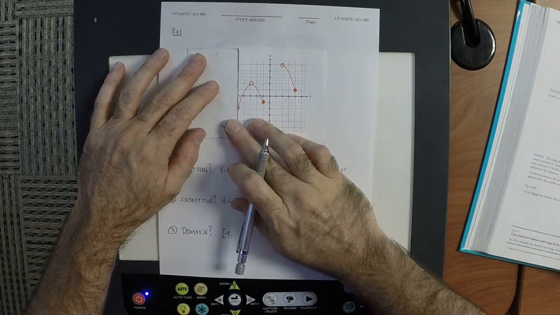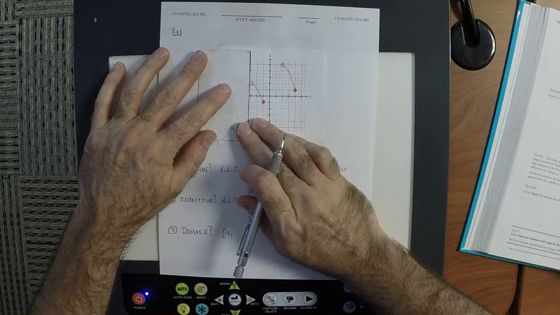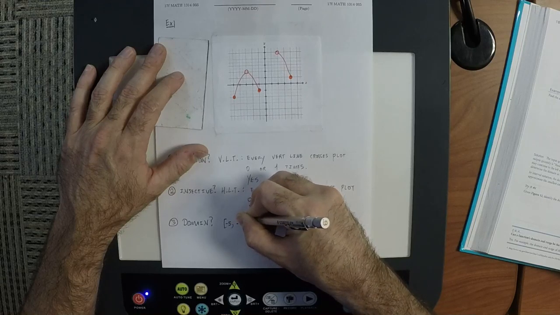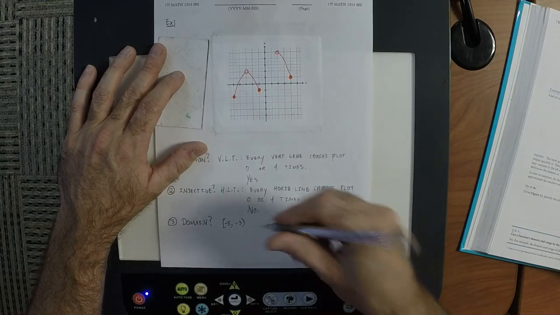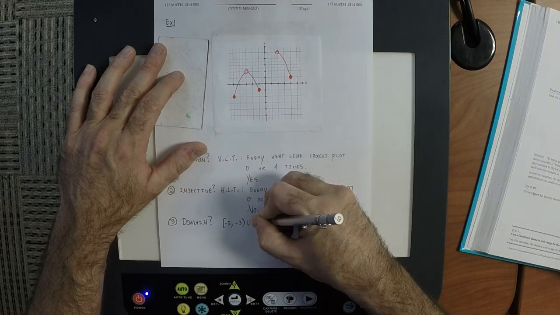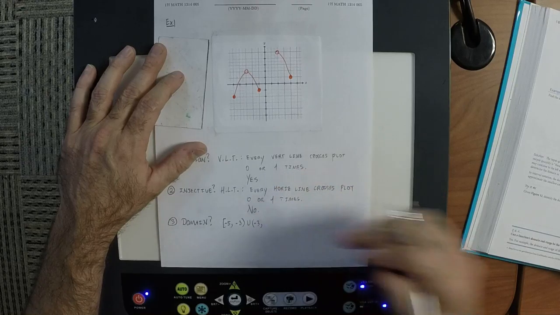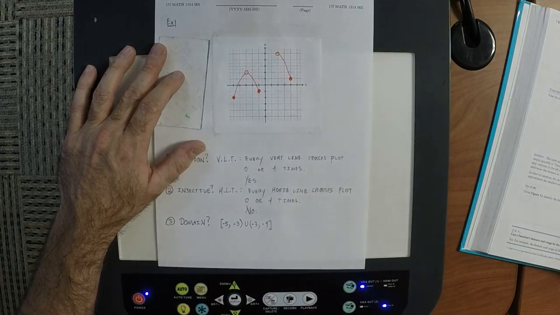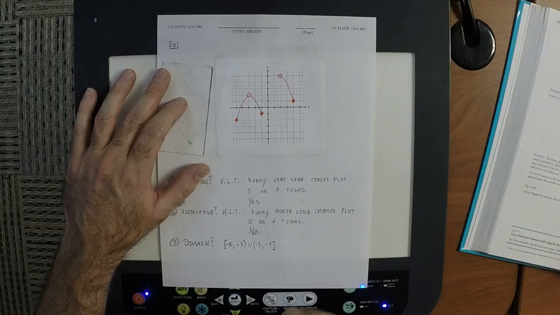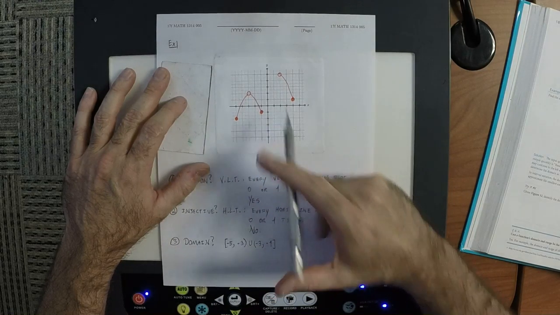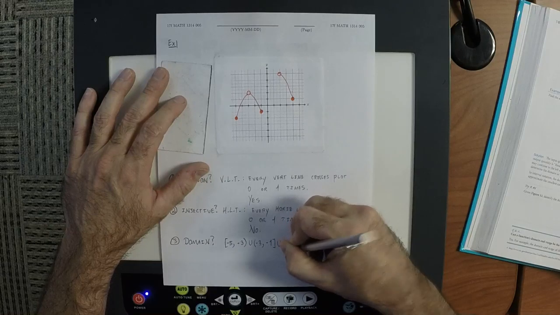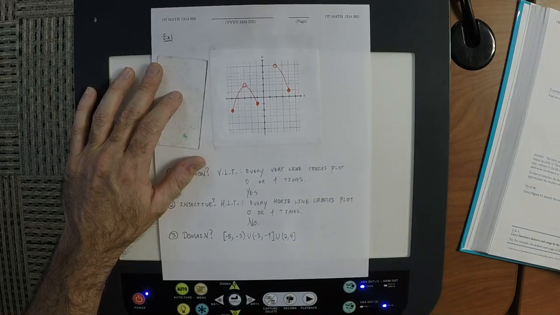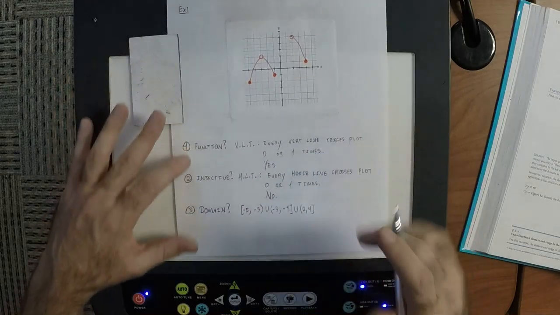And then we're hitting it, and then stop, right? We're not picking up that point, which is at -3. So we'd have to write -3 open parentheses. But then we resume exactly there. So it would be -3 to -1. And then what else? Union 2 to 4. Okay. Any question about this one? Okay.